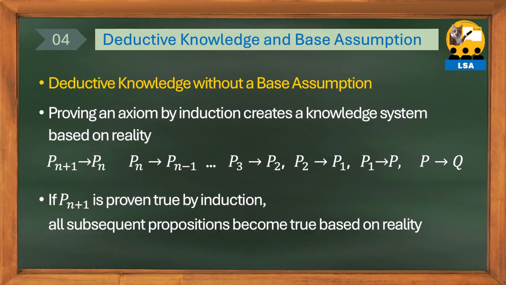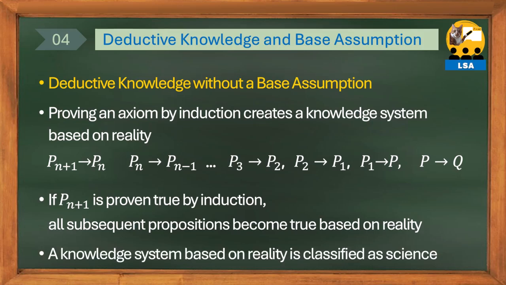If the axiom proposition is proven true by induction, all subsequent propositions become true propositions based on reality. It's also possible to use inductive true propositions during the deductive inference after the axiom. We classify this system of knowledge based on reality as science. A representative example is natural science, especially physics.